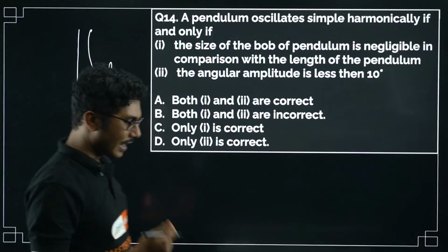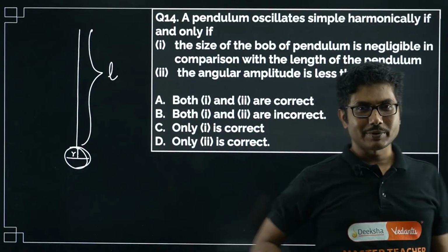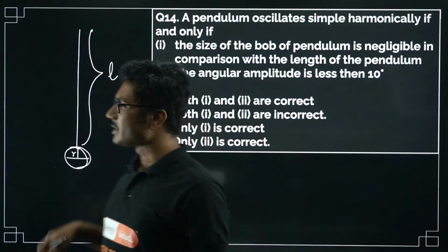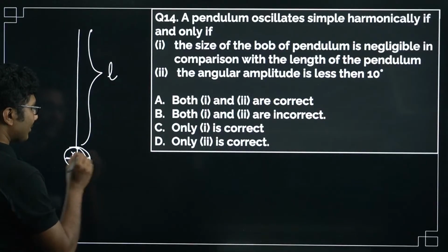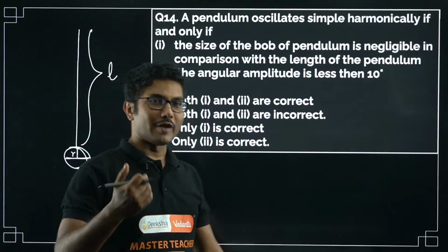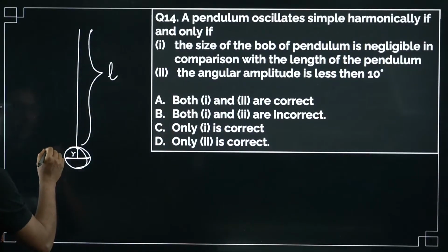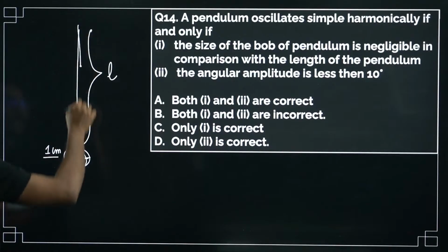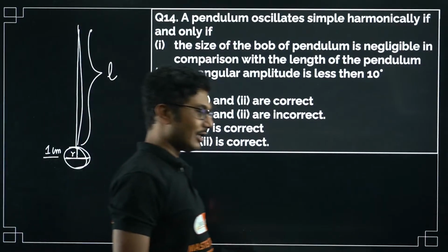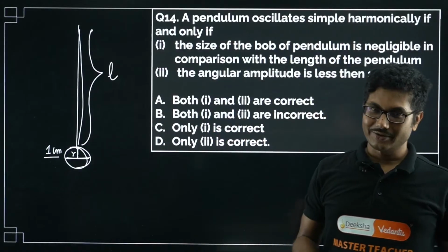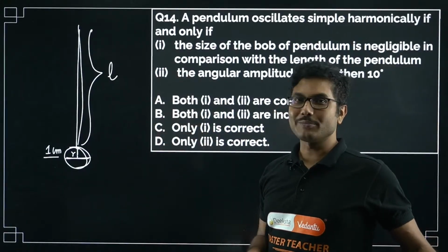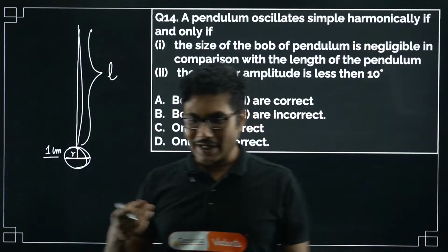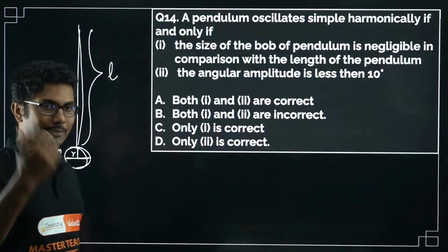In fact, when I was doing the experiment, we used to take the length such that including the radius of the bob, it gives you a complete good value. For example, we used to have a 1 centimeter radius bob. We used to take a 99 centimeter long wire string, so that the total length becomes 100. So basically we try to keep the length as long as possible.